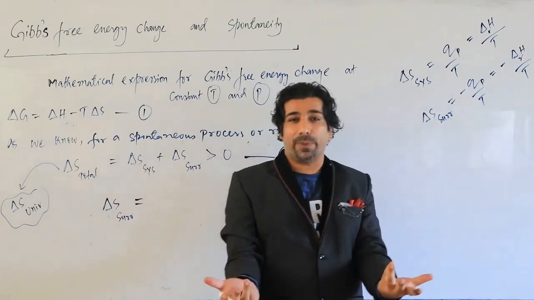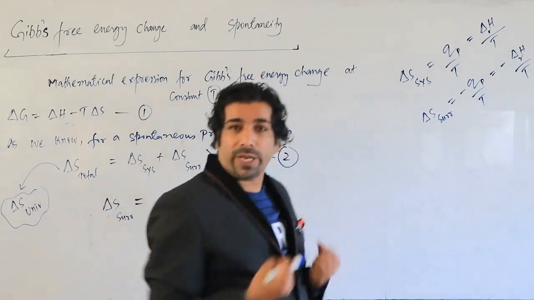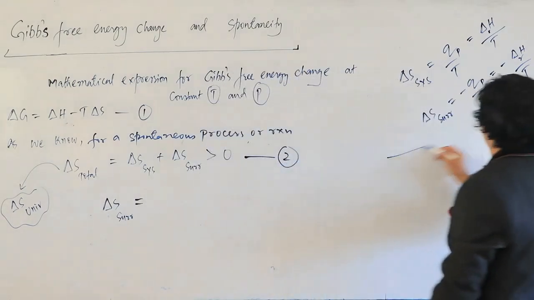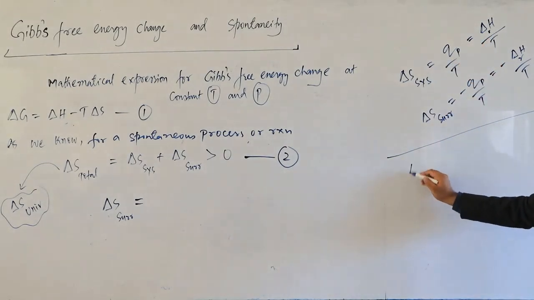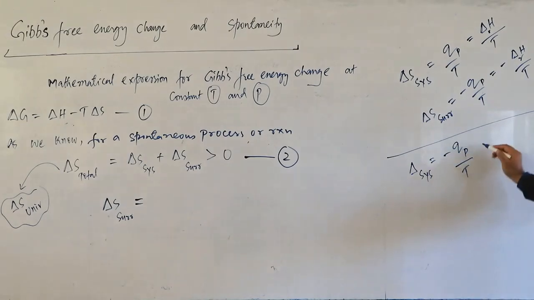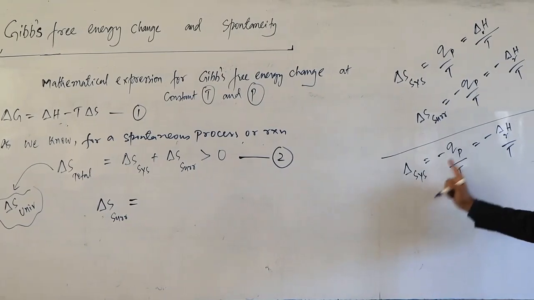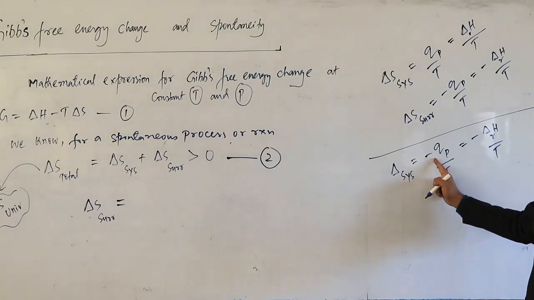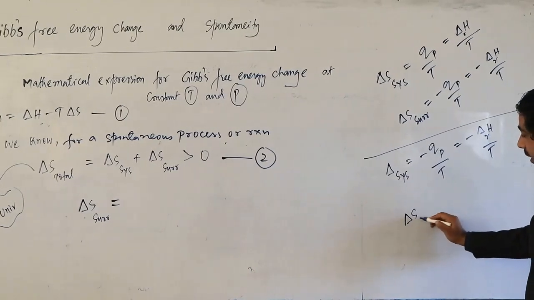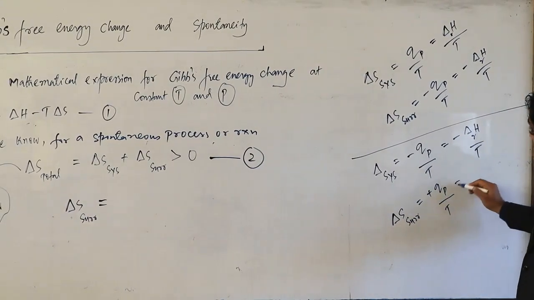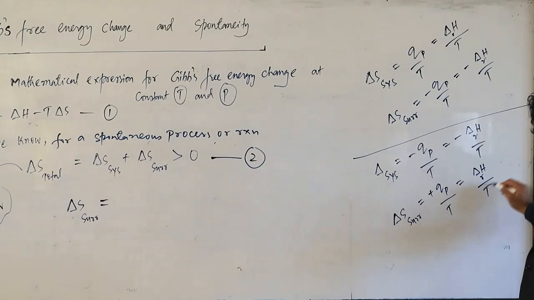Now if the reverse is happening, if the surrounding is absorbing the heat, then the system will lose the heat. So it can be like this also, my dear friends. Delta S system is equal to minus Qp upon T, which is equal to minus delta H_R upon T. Right now the system is losing the heat. When the system is losing the heat, obviously the surrounding will gain the heat, my dear friends. So the expression will be like this.